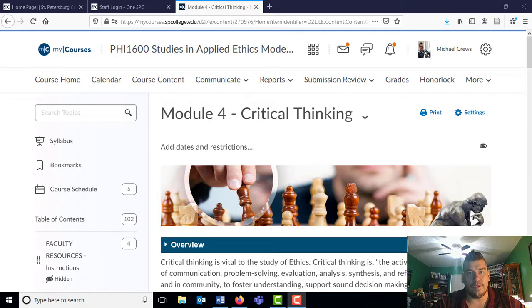In this module, we'll be starting the 7-step critical thinking model that you'll find in your textbook, the critical thinking application process, as we'll often refer to it. And the assignment for this week is the first step, the first 3 parts of that: the identification, the research, and the analysis.